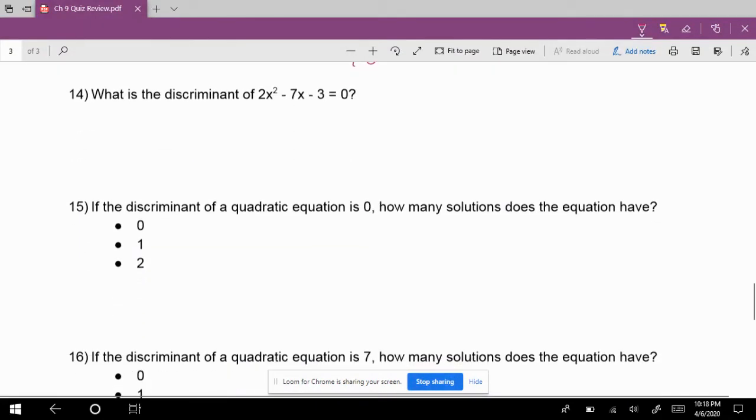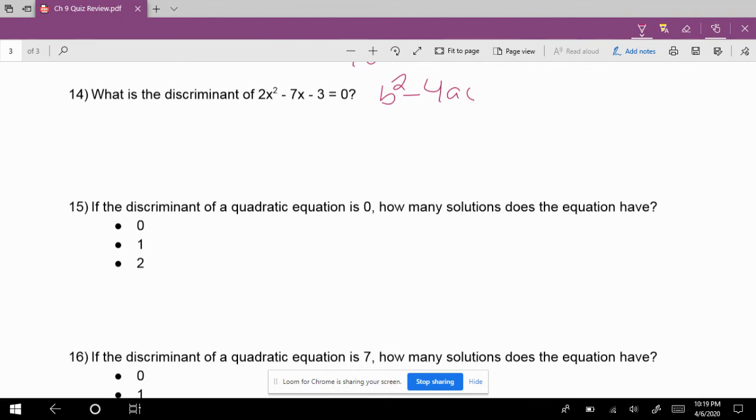So 14 is: what is the discriminant of that equation? So you've got to remember the discriminant is b squared minus 4ac. It's just the piece of the quadratic formula that's underneath the radical. And what it does is it tells you the number of solutions that your problem will have. It doesn't tell you what those solutions are, but it tells you how many solutions you're going to have. So for 14, it just wants you to evaluate b squared minus 4ac.